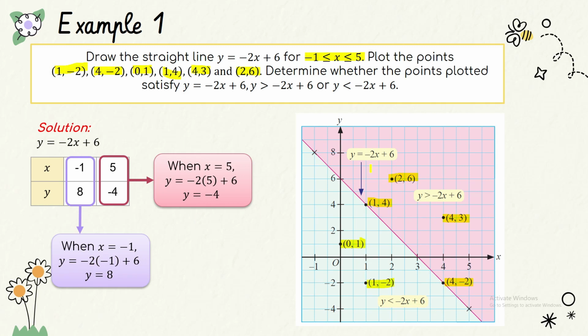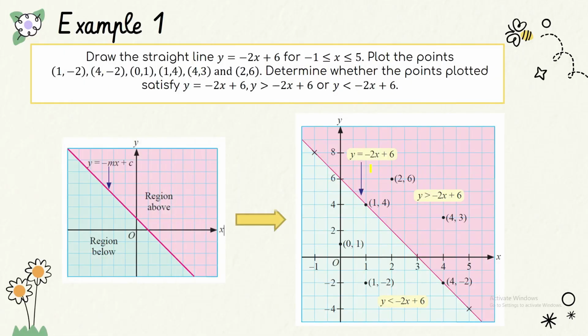Okay, remember the diagram that I already showed you before, which is the region that is above this line is the region above, which satisfies the inequality y higher than negative 2x plus 6. And if the region is below the line, it is called region below, so it satisfies the inequality y lower than negative 2x plus 6.